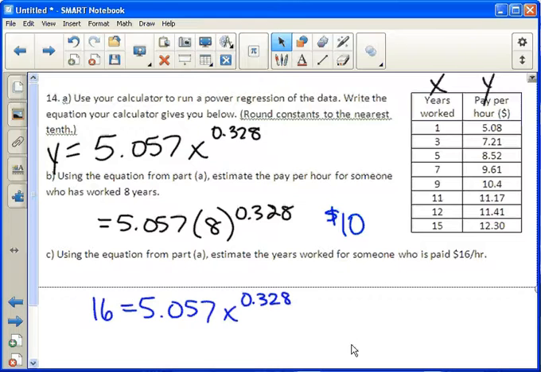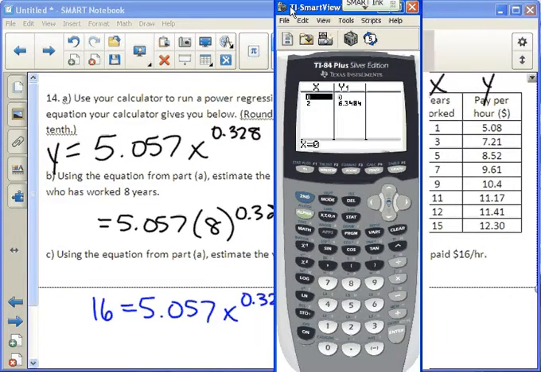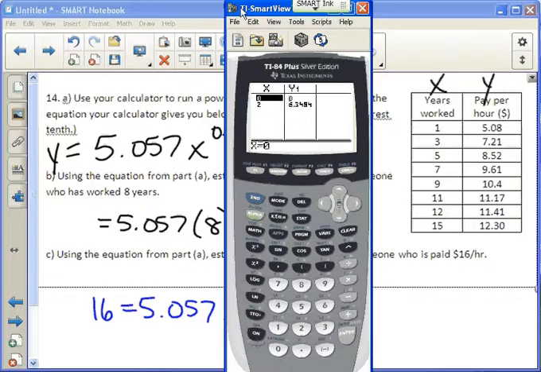You've already plugged in y equals, and if you haven't, you can do it now, and then go to your table. Go second, table, and then you can just kind of guess and check. Okay, well, let's try to be smart about our guesses here. If you look at our chart, if they worked for 15 years, they get paid $12 an hour. So we're trying to figure out getting paid $16 an hour. So we definitely need more than 15 years worked. So I'm going to guess they need 25 years worked.